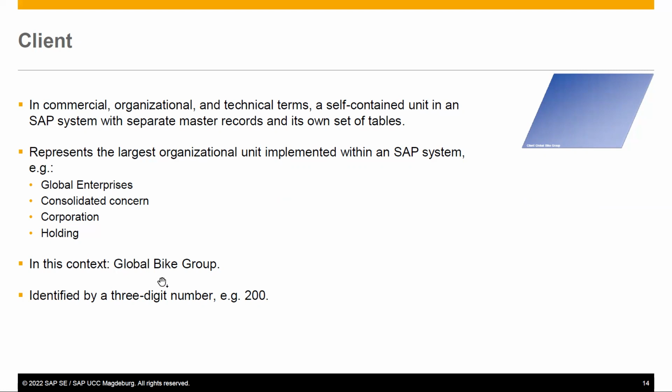Our case study is related to Global Bike Group. This Global Bike Group has two companies, one in Germany, one in the United States. This client is defined by a 3-digit integer. Guys, do you know what your client number is? Here I have given the example of 200. Can you write down the client number of the company that we are using? Yes, 408 is our client.